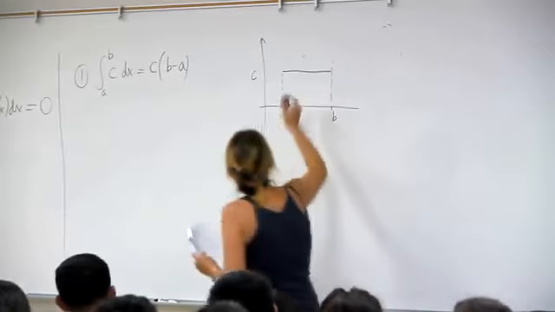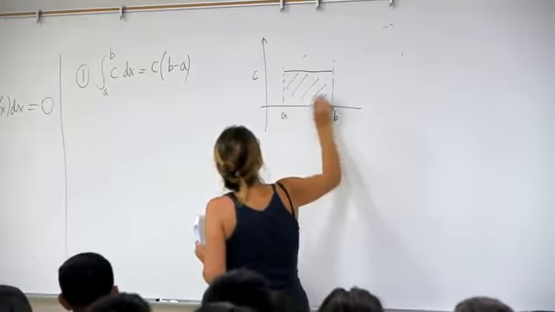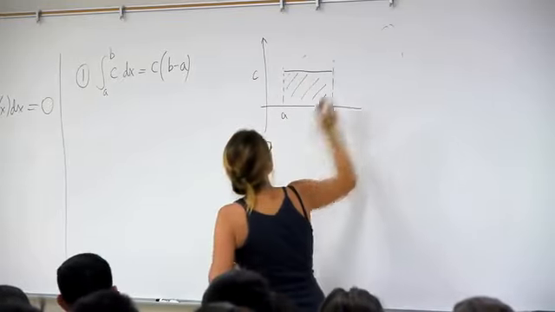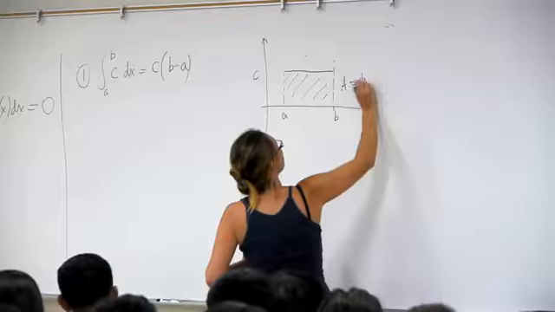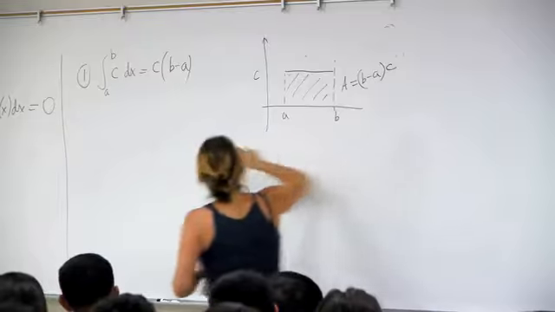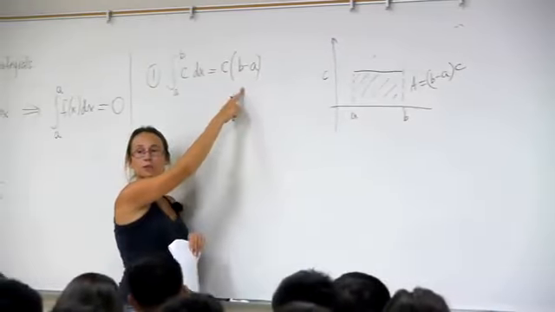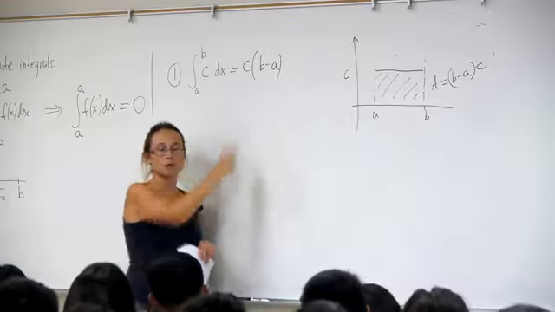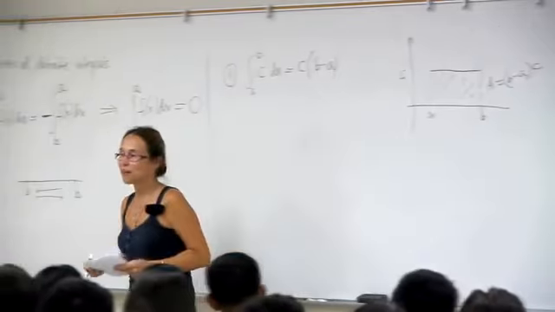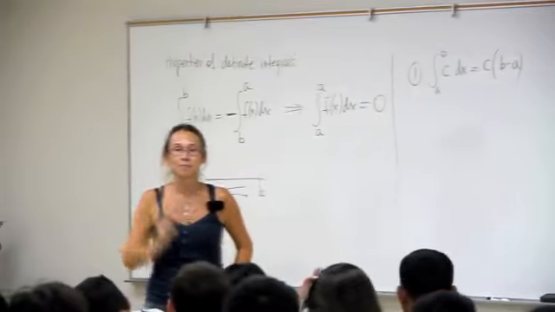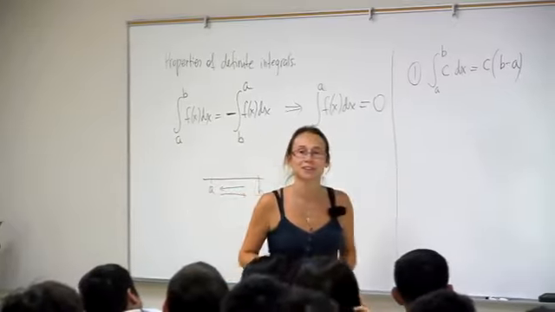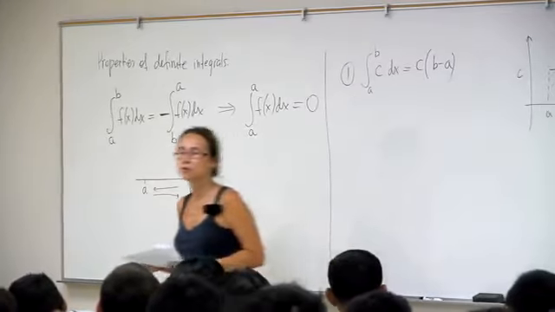So it's the same thing. And this is a rectangle. So the area is equal to b minus a times c. And that's what we have here on the right-hand side. Okay? So it's very easy to evaluate a definite integral of a constant because it comes from this geometric consideration. Questions?